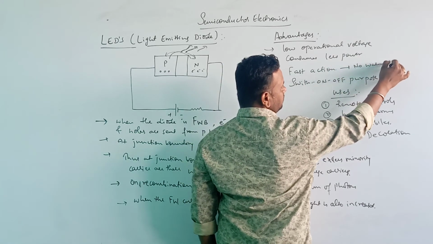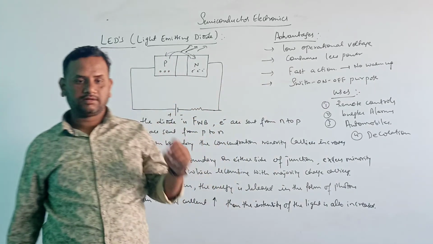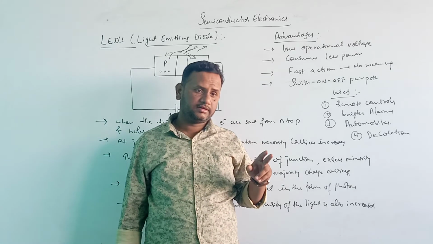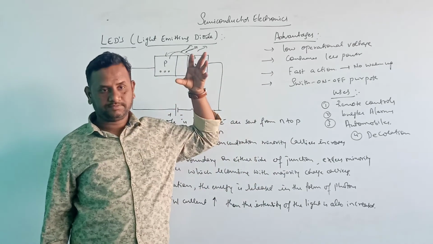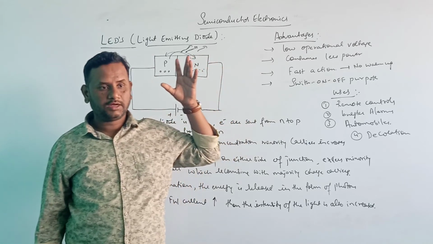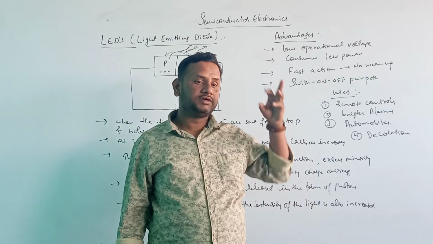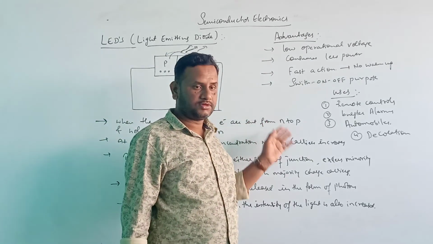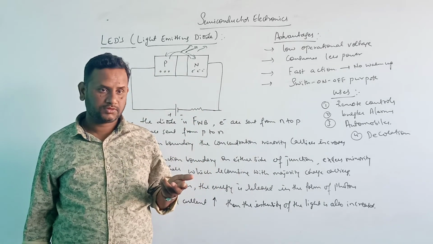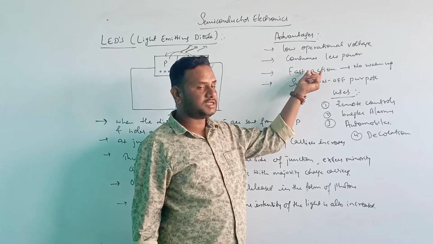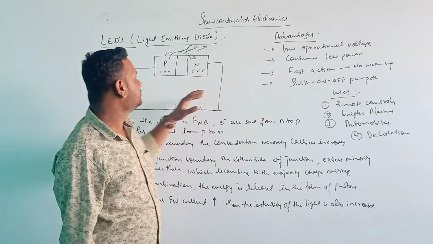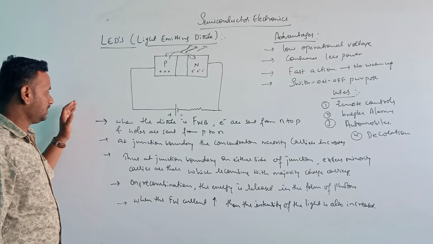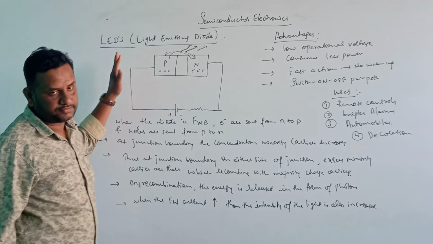No warm up. I think you have seen some street lights in your areas. When you switch on that street light, it takes some time to glow. After some few minutes, it emits a high intensity of light. But using the LEDs, immediately it will start up. So that means it has a fast action. So these are the advantages and uses of the LEDs and the working of LED.